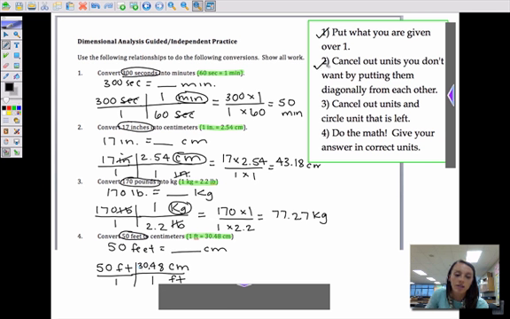I did this in my second step. So I can cancel out units because I have feet on top and feet on the bottom, so they go away. And I'm left with centimeters. Did my third step. And now I'm going to do the math. So it's going to look like 50 times 30.48 over 1 times 1, which is going to be equal to 1,524 centimeters.